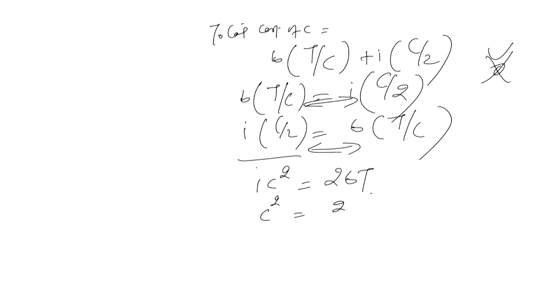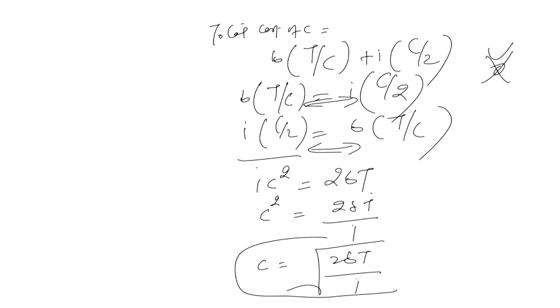C square will be 2BT divided by I, and C will be the square root of 2BT by I. So this is finally how the model becomes. If you want to find out C, C is equal to the square root of 2BT divided by I, that is, B, the transaction cost, and T, the total amount of cash, are multiplied, the product is multiplied by 2 and divided by the opportunity cost, that is I, and the square root is taken. That will be the value of C.